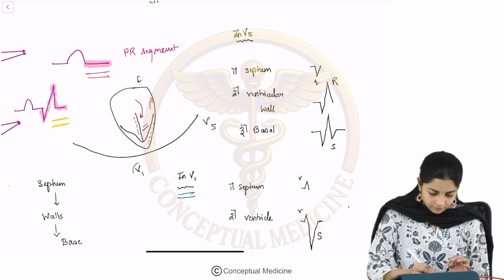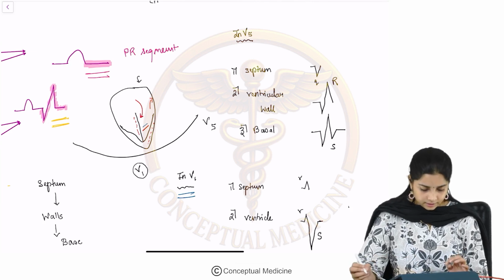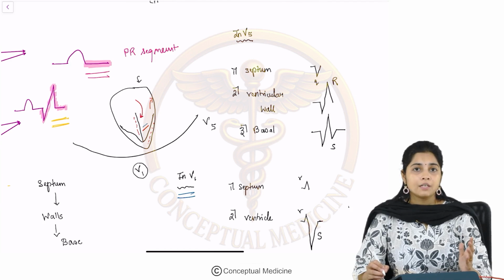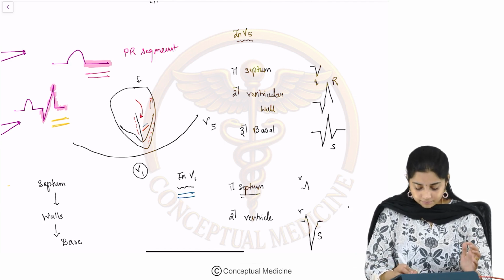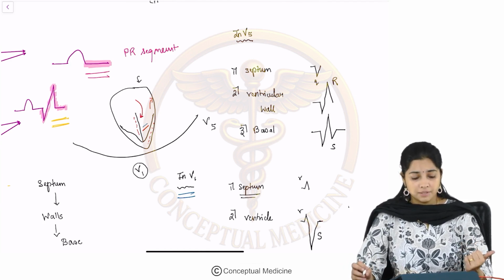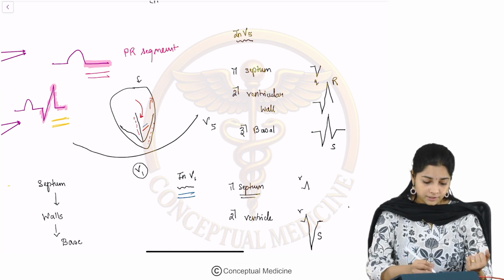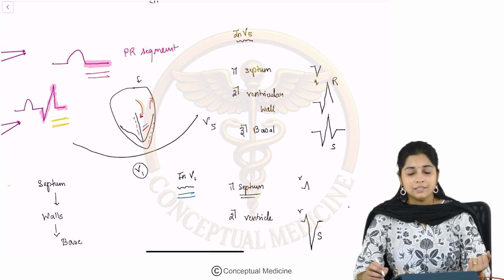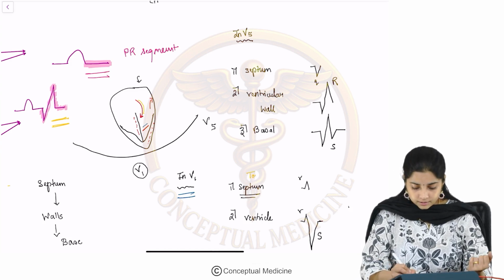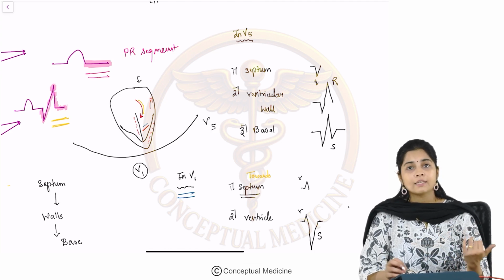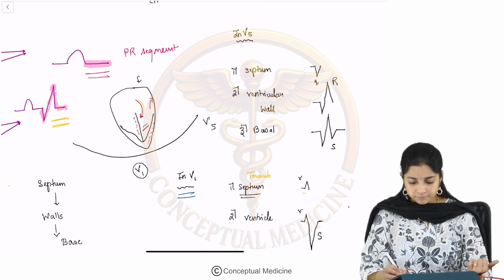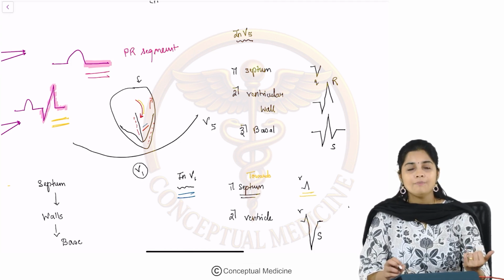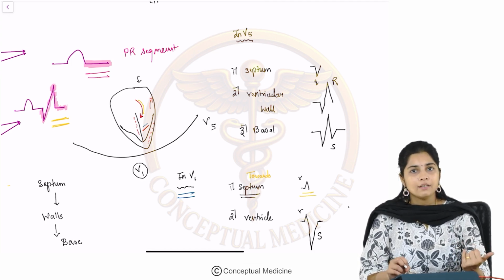In the V1 lead, what is the first part of the ventricle which will be activated? It is the septum, correct. What is the direction of electrical activity? It is towards the lead. So, if any electrical activity is towards a lead, how will it be represented? It is represented as a positive deflection called the R wave.